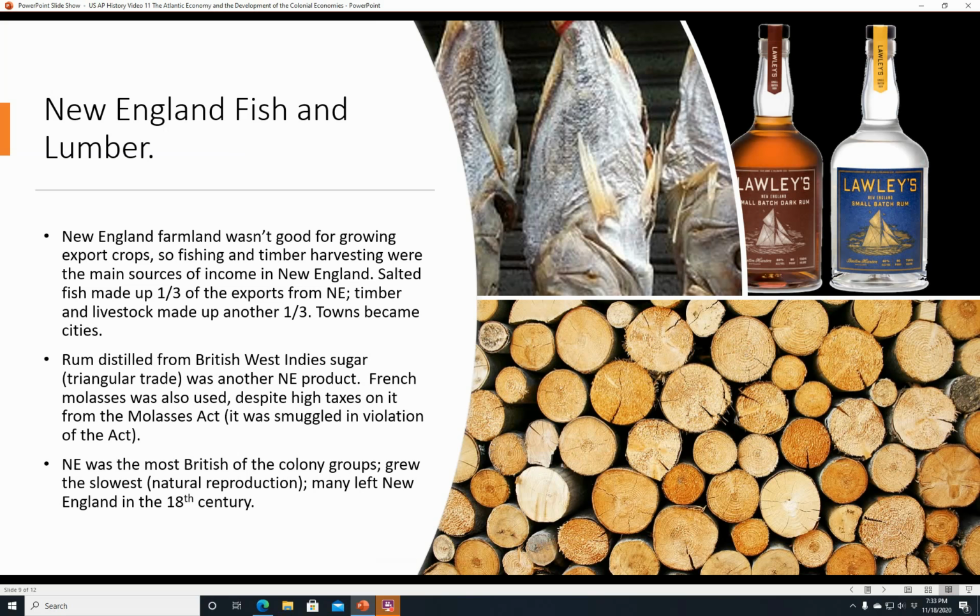New England was the most British of the colony groups. It was very, very English, British, and it also grew the slowest, mostly just from natural reproduction, and many of the colonists in the New England region actually left New England in the 18th century because the farmland wasn't good, the weather's not that great compared to other parts of the British American colonies, etc. So New England was the most British, but it was not the fastest growing.